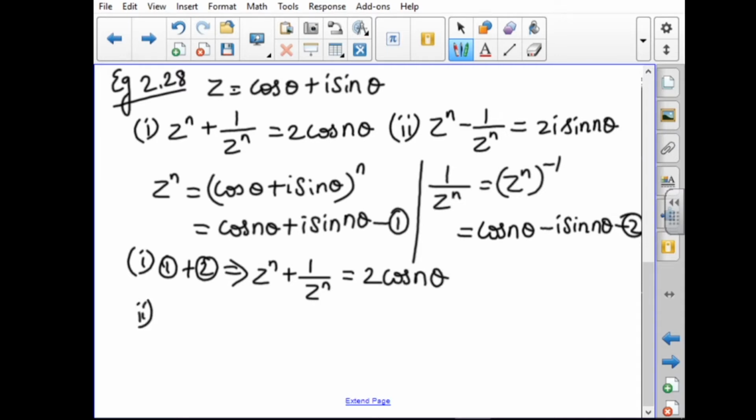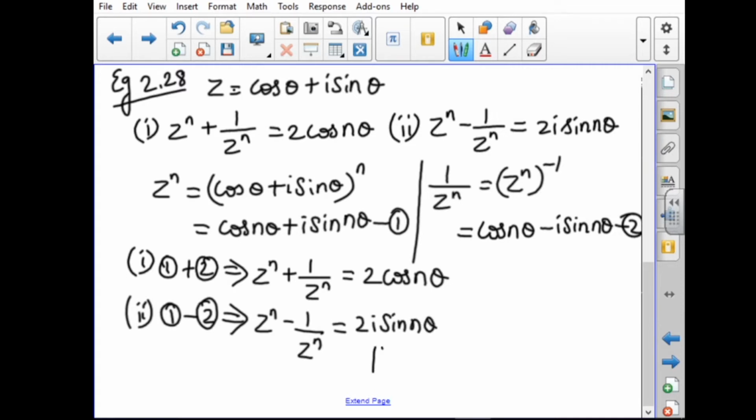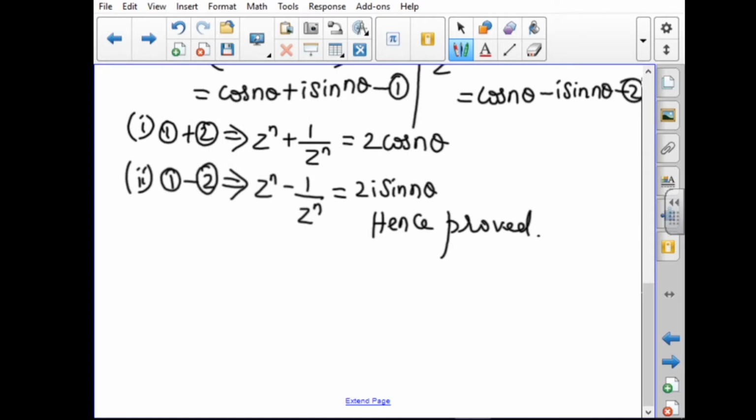Now what is the second? z power n minus 1 by z power n. So we have to subtract. 1 minus 2 implies z power n minus 1 by z power n. So when you are subtracting, cos n theta minus cos n theta will become 0. i sin n theta plus i sin n theta will become 2i sin n theta. So we have proved the two cases, hence proved. Now let us move to the next example.